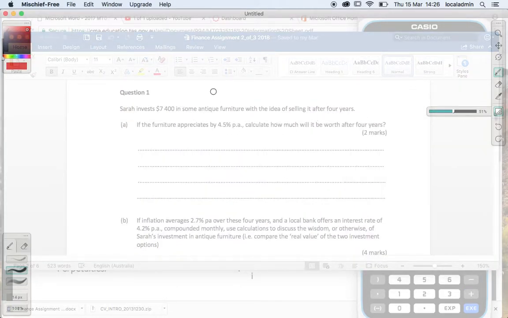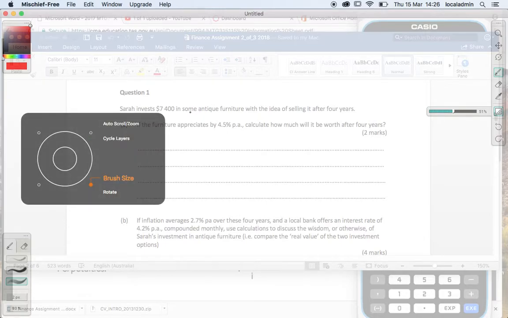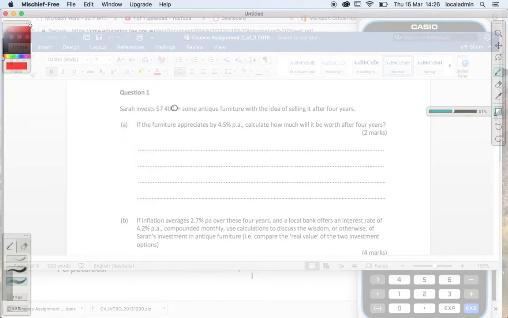So Sarah invests $7,400 in some antique furniture. Let's put that in red and just mark those things. So antique furniture and selling it after 4 years. If the furniture appreciates by 4.5% per annum, calculate how much it will be worth after 4 years.